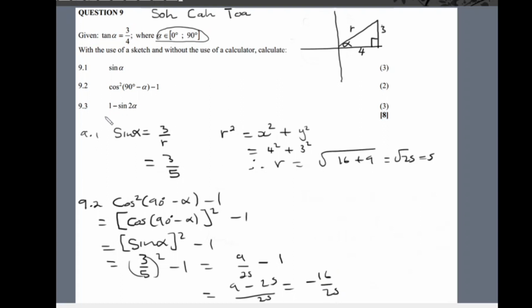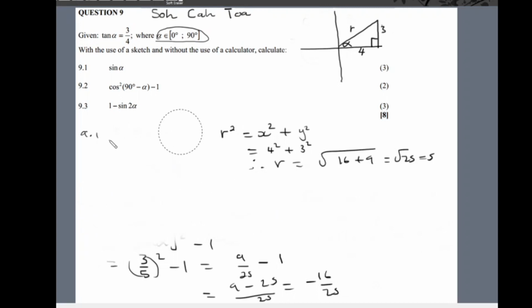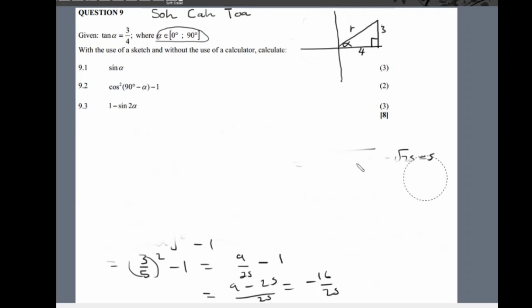That is 9.2. Now 9.3. So ngizokusula la to create space for 9.3. Right?